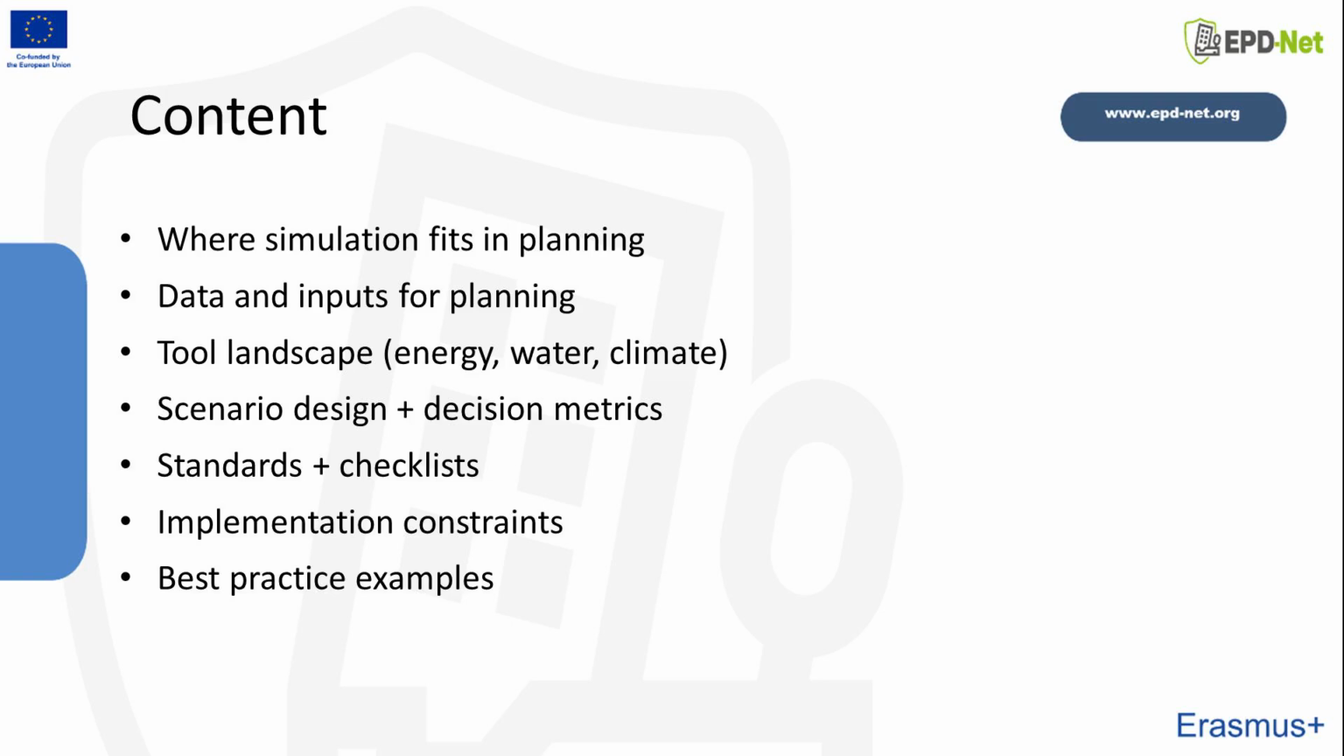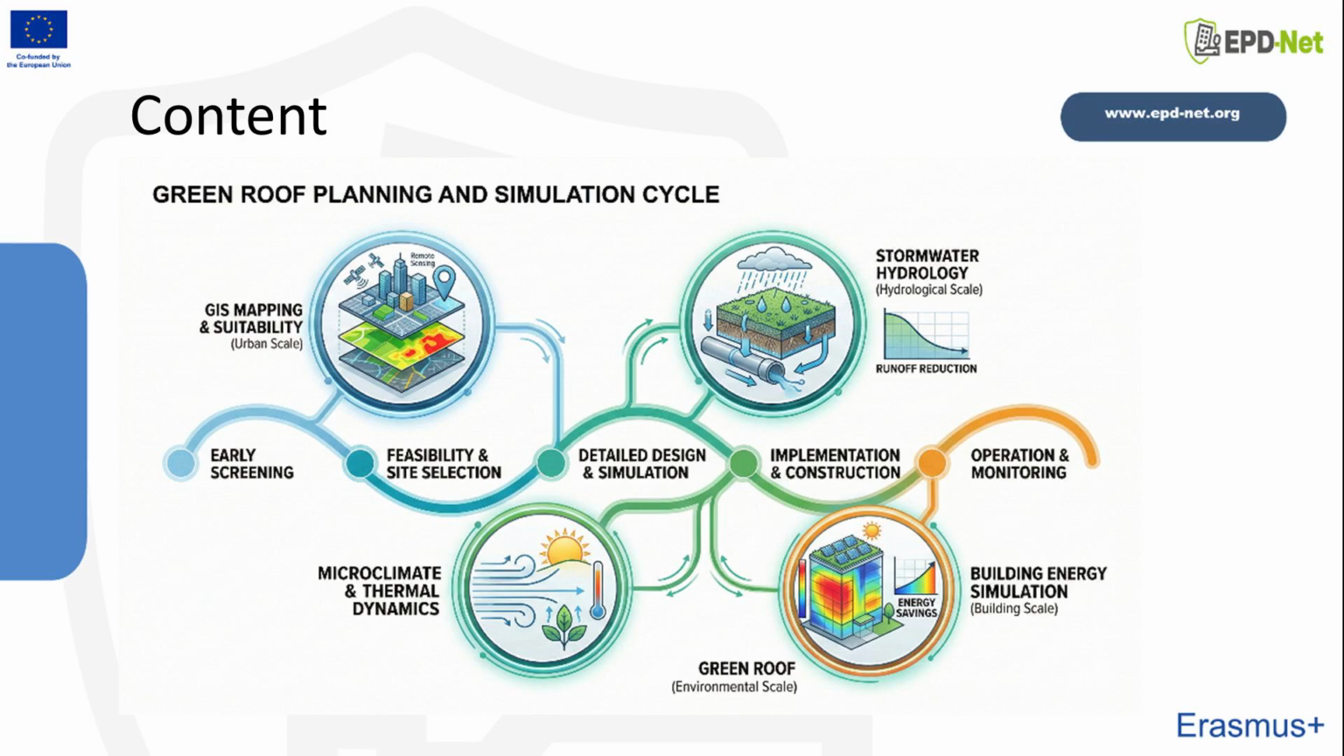First, we place simulation in the planning cycle from early screening to operation. Then we describe the data you need at planning scale, and the main tool families: building energy simulation, stormwater and drainage models, microclimate models, and GIS-based scenario mapping. Next, we cover scenario design and choice of metrics, and we discuss standards and checklists that keep projects defensible. We end with implementation constraints, monitoring feedback loops, and 2 best practice examples from the evidence pack. As we go, notice how each tool family has a sweet spot and a failure mode. Your job is to stay inside the sweet spot and document the failure mode.